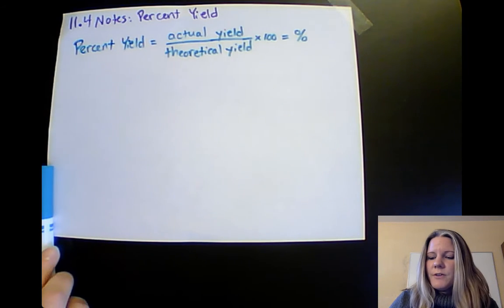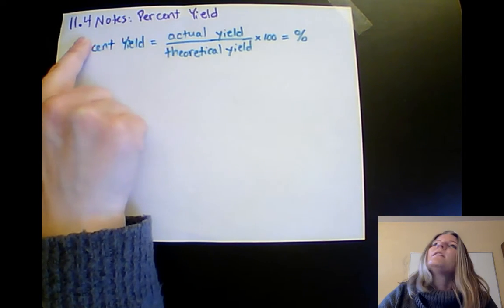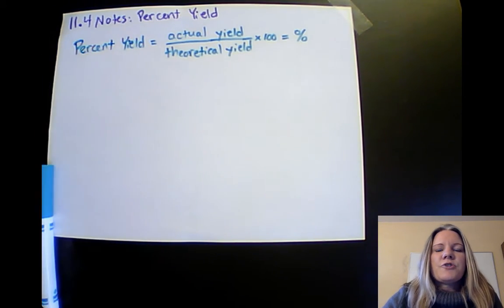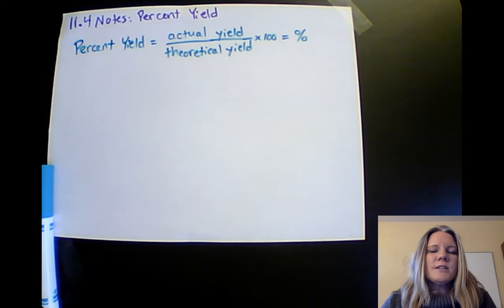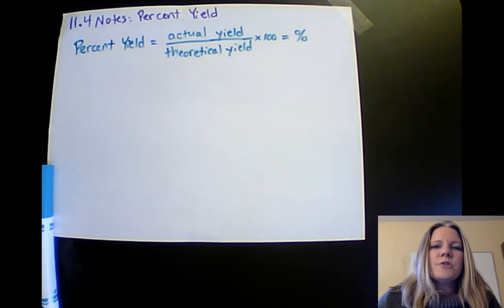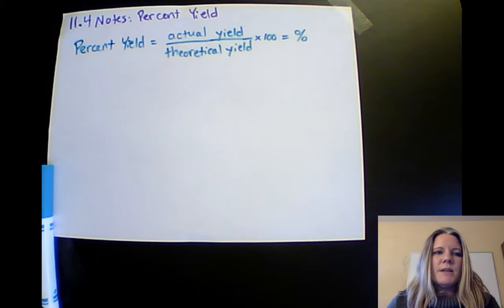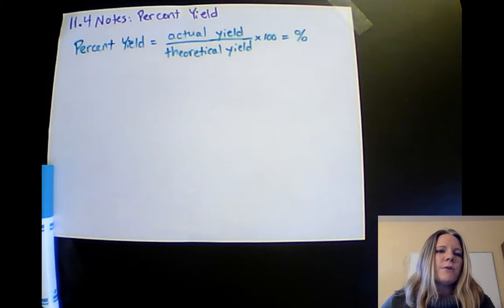11.4 here, video lesson. You may have noticed that we skipped 11.3. Just one question in your Google Classroom on a concept that we cover in 11.3, which is called a limiting reactant. We decided to skip the math on that one, but I do have one question for you to answer on the idea of a limiting reactant. So answer that one, and then we're moving right along to 11.4.